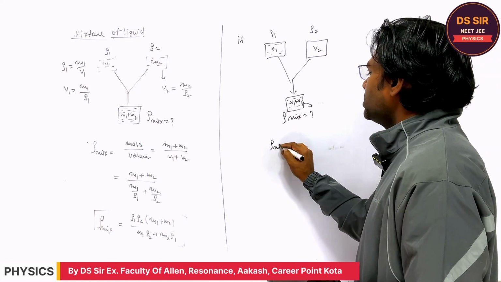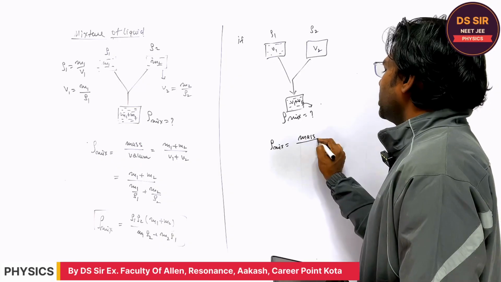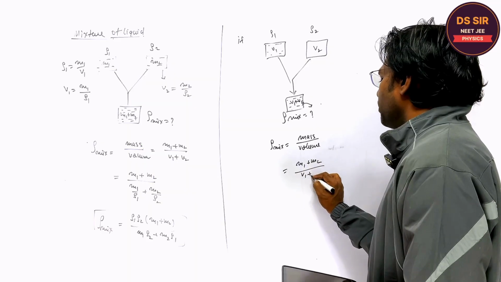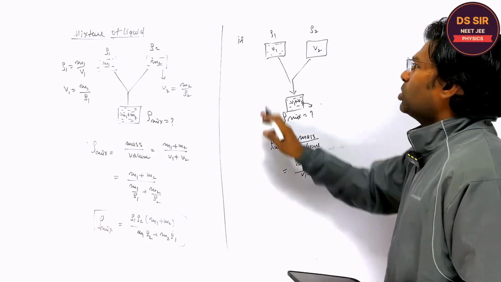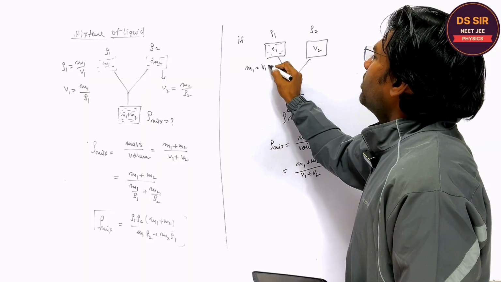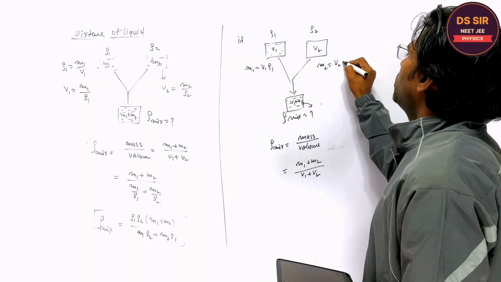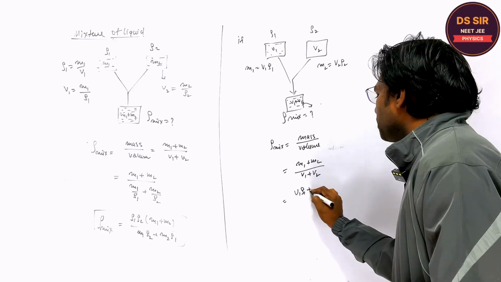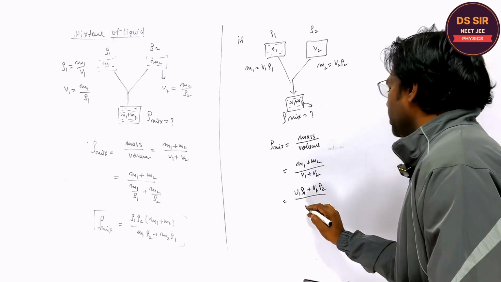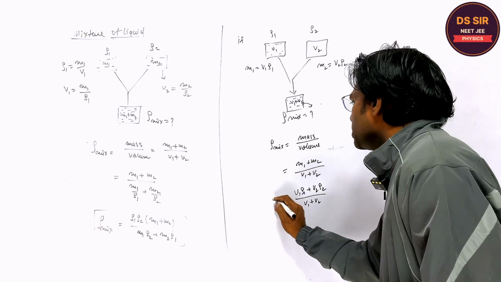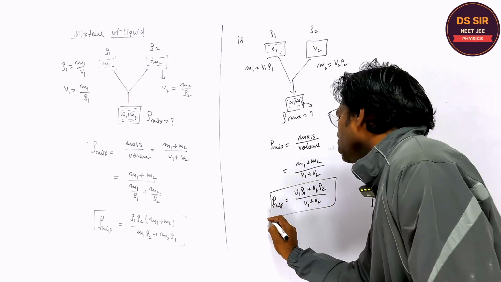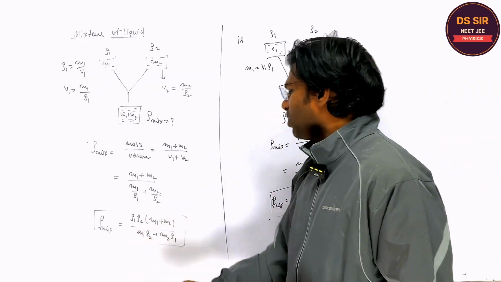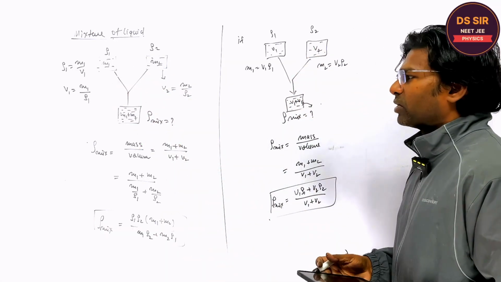So how to find the density of the mixture? Total mass divided by total volume. So what is the mass? Say M1 plus M2 upon V1 plus V2. In this case, we know the volume. So M1 is equal to V1 into rho1. What is M2? Say V2 into rho2. So I will write the M1 value: V1 rho1 plus V2 rho2 divided by V1 plus V2. So this is the mixture formula when you know the volumes of the two liquids, and this is the mixture density formula when you know the masses of the two liquids, right?